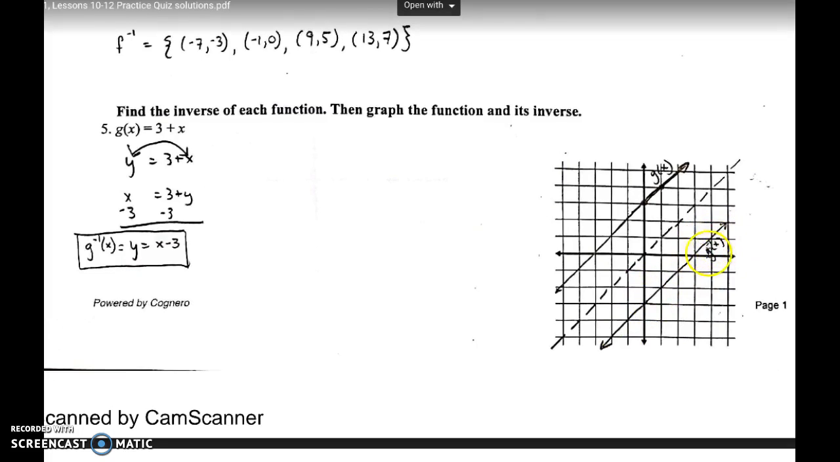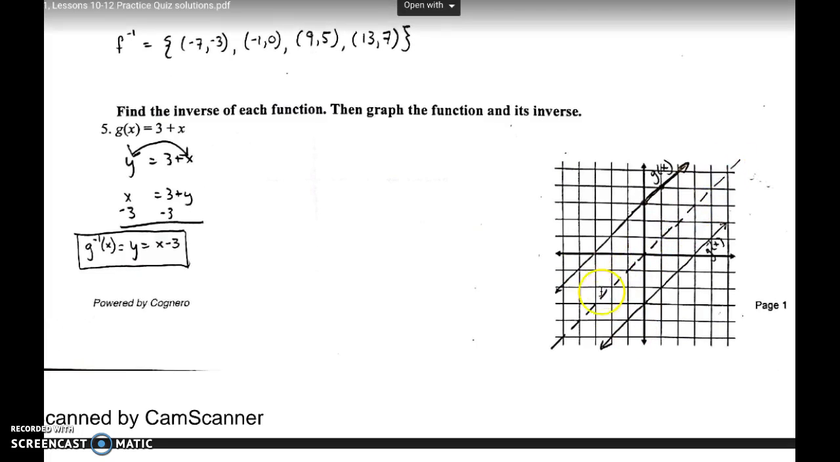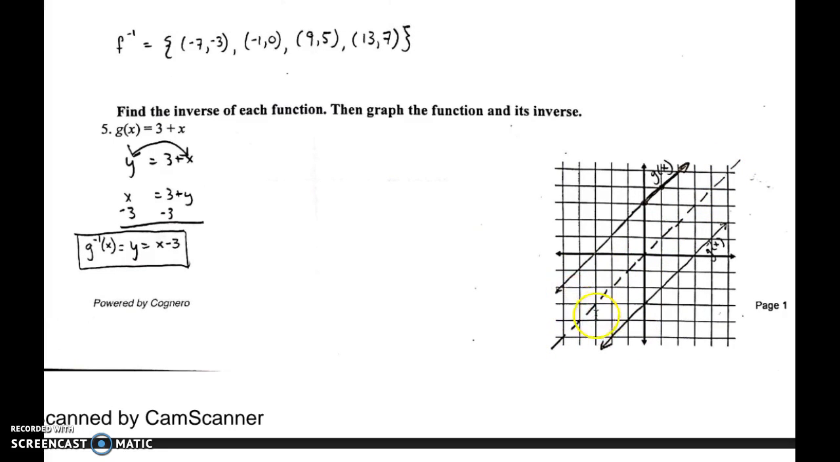I put a little notation here to show that this is g inverse. And I also drew my symmetry line as a dotted line just so that you can see really clearly that these lines are symmetric. My function and my inverse function are symmetric around this line of symmetry. You can see that they're equidistant at every point from this symmetry line.